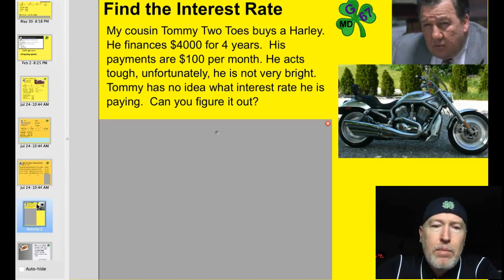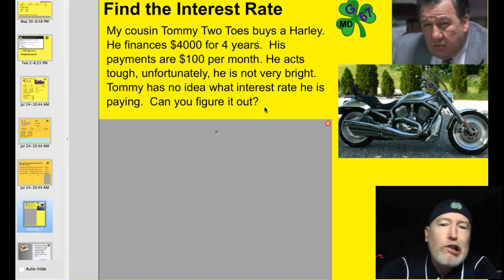Yeah, but how about these kinds of problems, where you have to actually find the interest rate? Well, as long as you have that formula PRT equals I, as long as you have 3 of those variables covered, you can find the 4th.